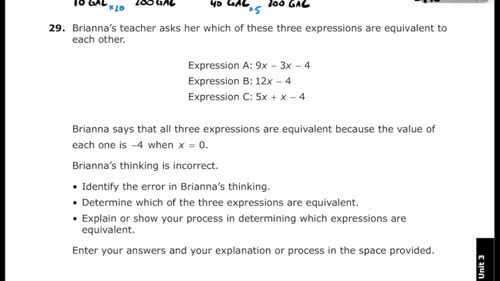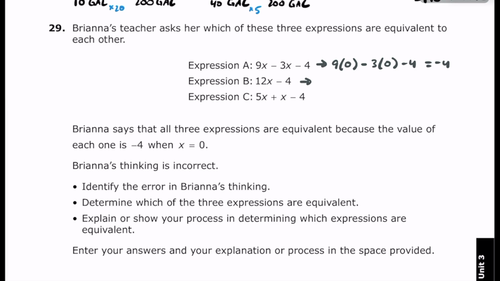And so first, let's see what's going on here when they say that Brianna thinks that each one's negative 4 when x is 0. So is that true? Well, it must be true, but let's see here. If we do 9 times 0 minus 3 times 0 minus 4, well, this thing cancels out because that's 0. That also becomes 0. So yeah, this first one does equal negative 4 if x is 0.